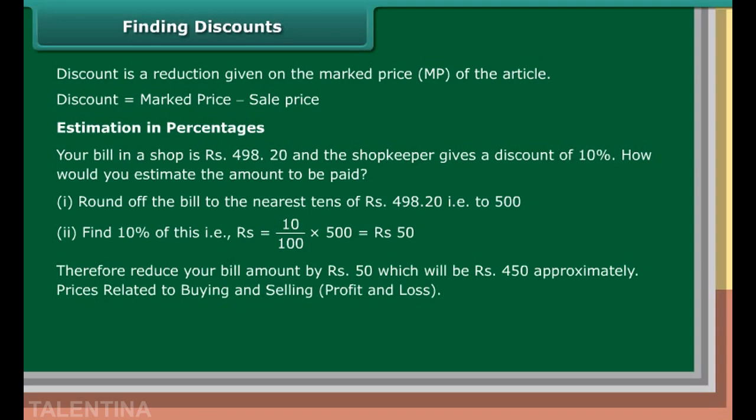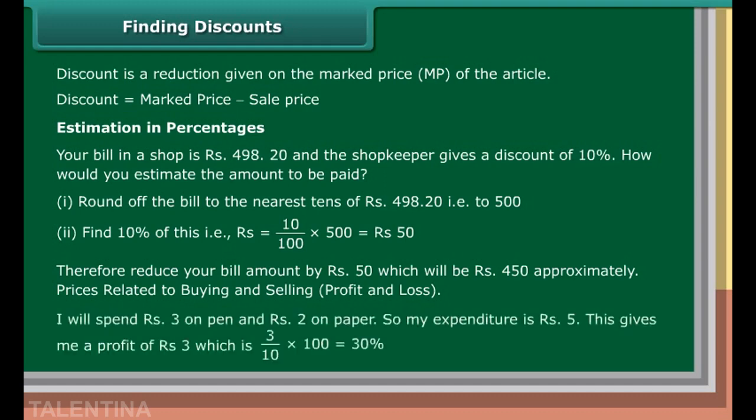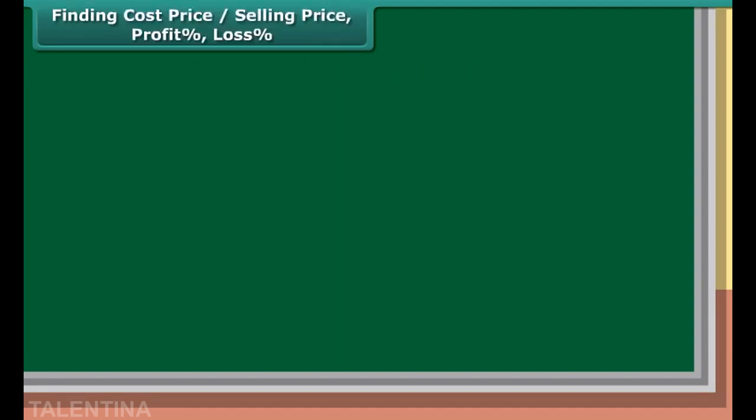Price related to buying and selling, profit and loss. I will spend rupees 3 on pen and rupees 2 on paper. So my expenditure is rupees 5. This gives me a profit of rupees 3, which is 3 upon 10 into 100 is equal to 30%. Finding cost price, selling price, profit in percentage, loss in percentage.